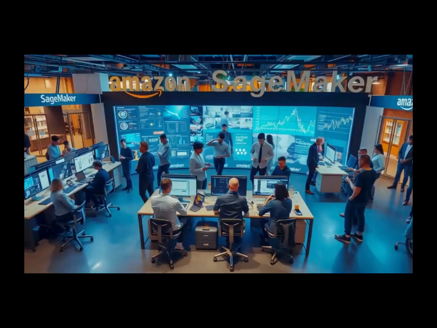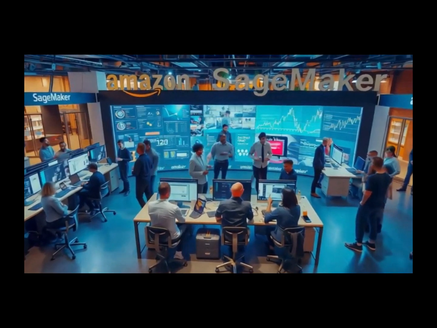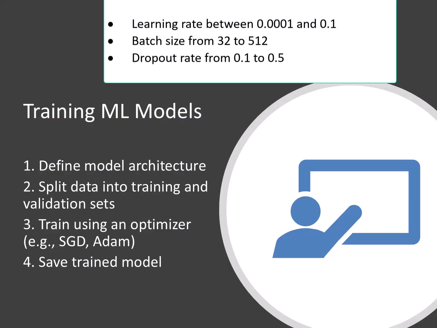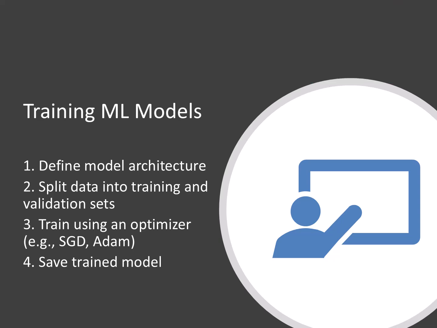For example, if you're training a deep learning model, you might tune learning rate between 0.0001 and 0.1, batch size from 32 to 512, and dropout rate from 0.1 to 0.5. SageMaker would then run concurrent training jobs, each with a different combination of these values to find the optimal set. Once you've trained and tuned your model, the next crucial step is evaluation, determining how well your model actually performs.